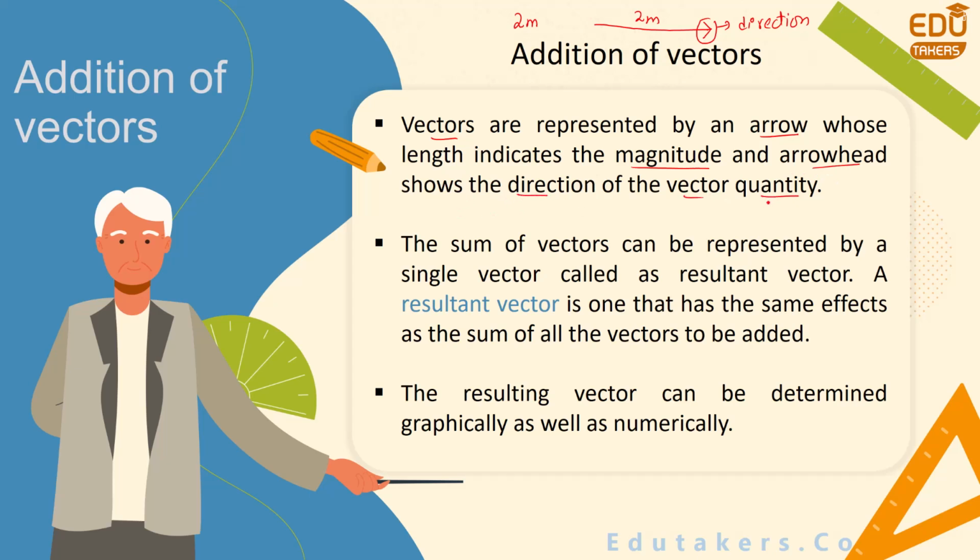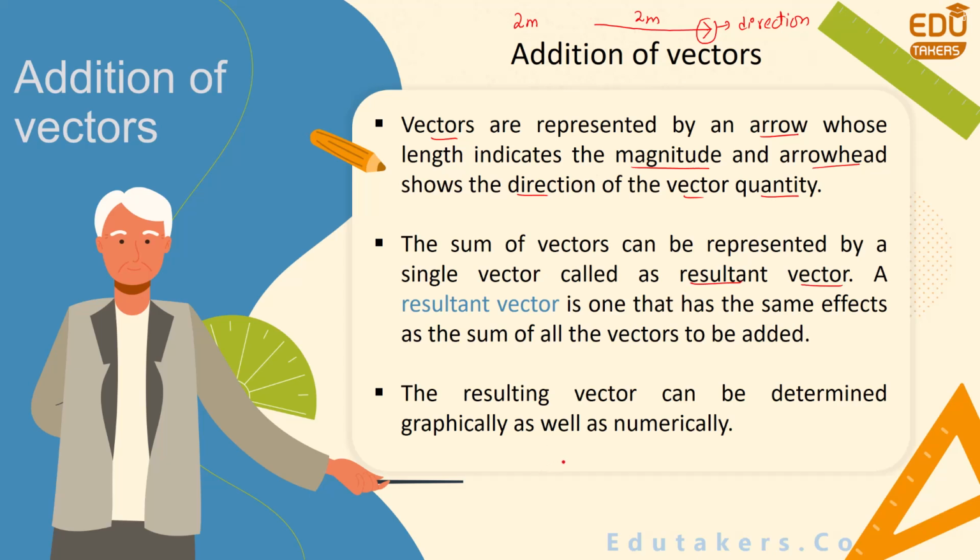So how can we add vectors, and which term is used when you add vectors? The sum of the vectors can be represented by a single vector, and this vector is called the resultant vector.